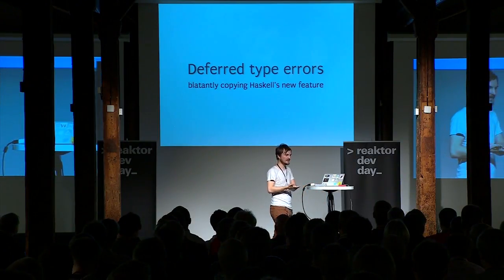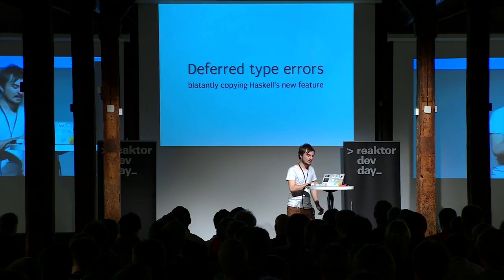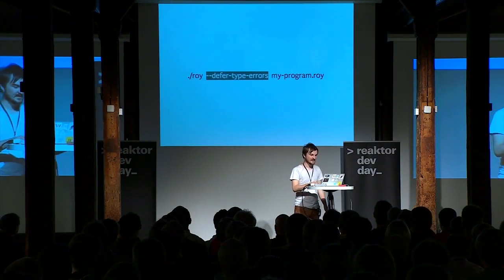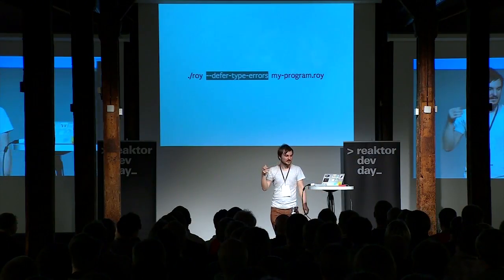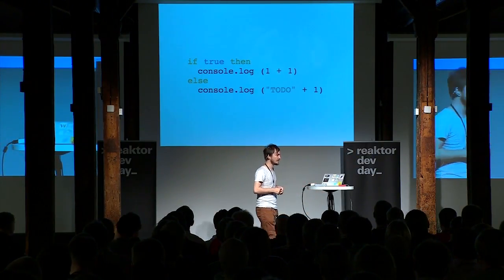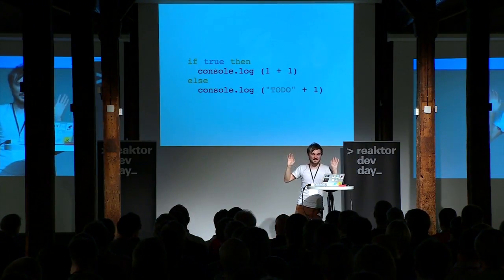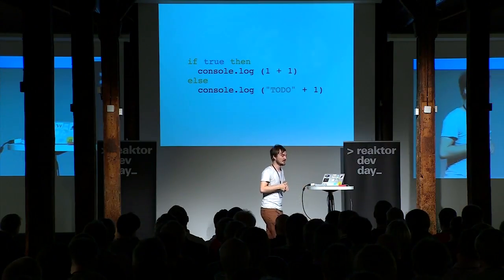And I'm going to copy Haskell's new feature that came out within the last month. They've added this flag called deferred type errors. And the idea is that you can write code like this. To a Haskell programmer like me, this code doesn't have a defined output. This is wrong code. To a JavaScript programmer, this will always print 2. It does print 2, right? I mean, if true, then print 2. It prints 2.